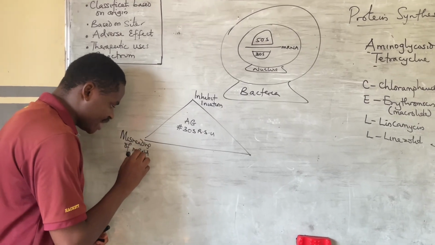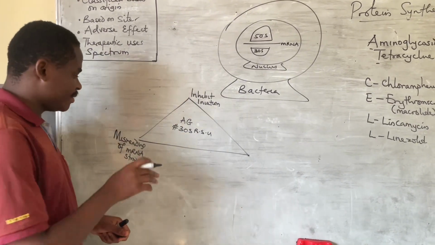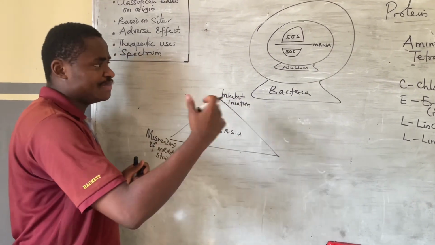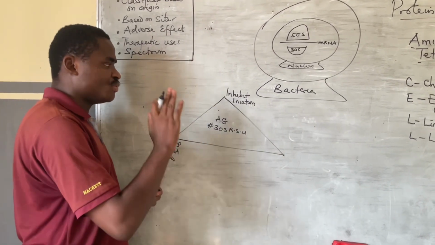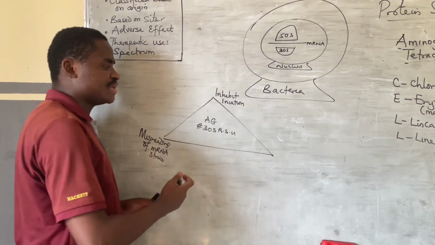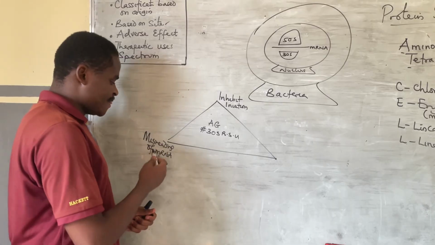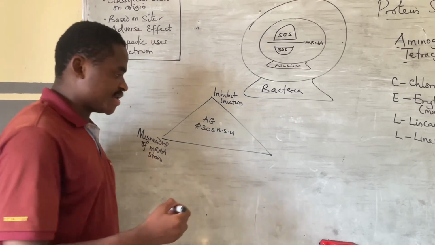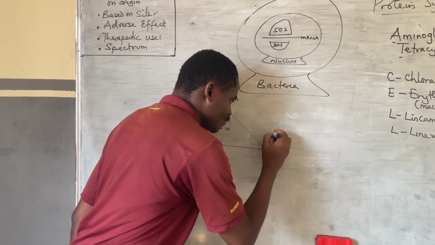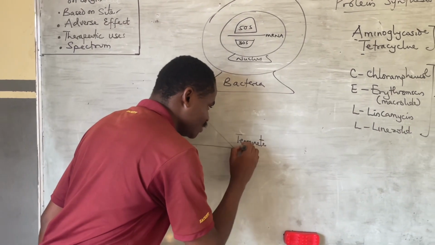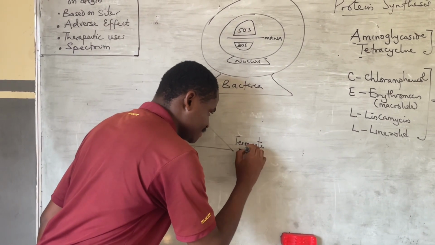They are also going to cause misreading of the mRNA strand. For now, I want you to trust me, but it's very important that you know these other signs. I will explain in another video how protein synthesis occurs and how this relates to aminoglycoside. So aminoglycoside inhibits initiation and causes a misreading of the mRNA strand. It is also going to terminate translation, or terminate protein synthesis.